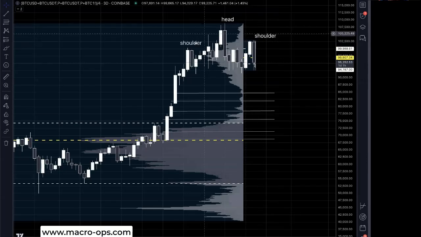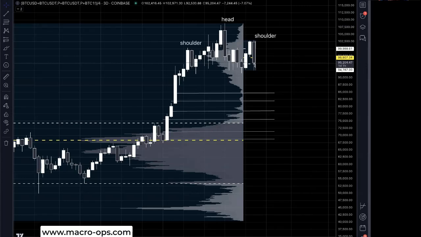So this head and shoulders pattern that people are pointing to, if it fails, that could be some nice bullish fuel with liquidations coming and price going higher. I can get into all the liquidation levels and all that sort of stuff. We're not going to cover that in this video, but that's where we're looking at right now.